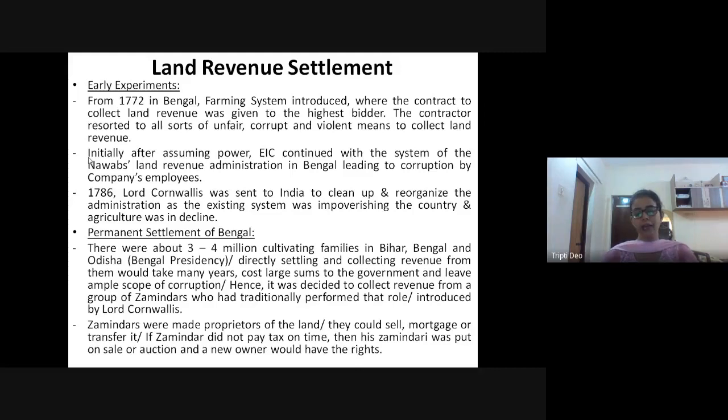So zamindar in a way was quite empowered. He was given quite a number of rights. But if he failed to give a certain assigned revenue that he had to send to the British, the permanent revenue that was fixed on zamindar's area, if he failed to do that, the zamindar, his zamindari or his land was taken from him and it was put on sale. So we will see how many zamindars had lost their zamindari rights.